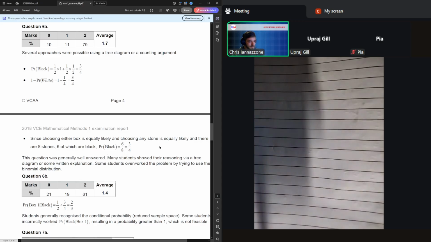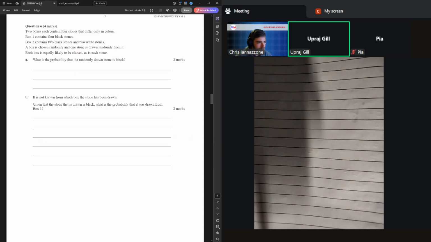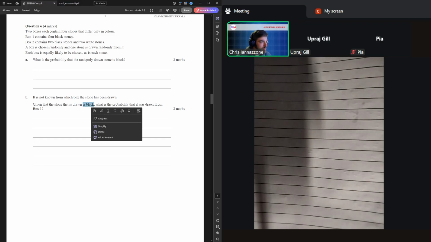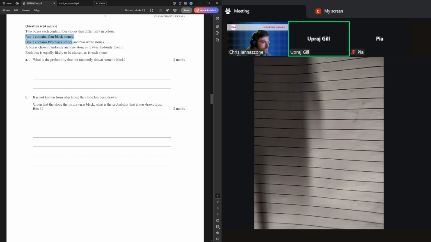I mean, it's just about shrinking your sample size, right? When you have conditional probability, your new denominator is going to become six because it's only six black stones. Yeah, because given black, you only look at the black outcomes. Right, and then out of that, four of them come from box one. So four over six is two on three.